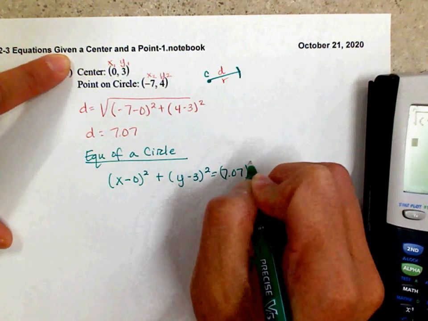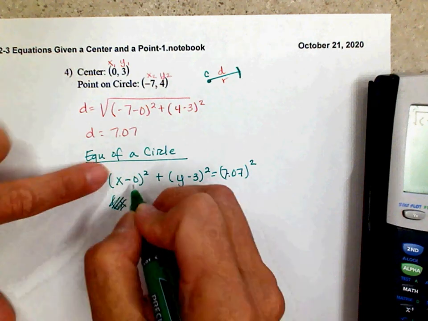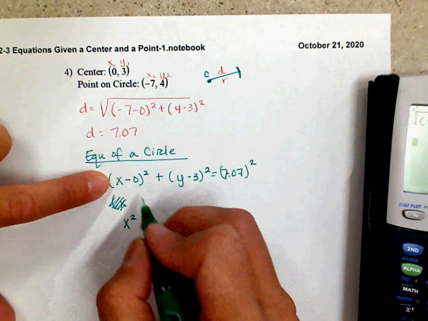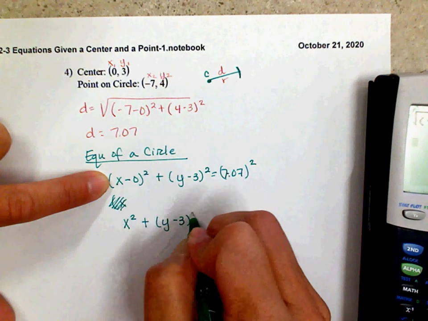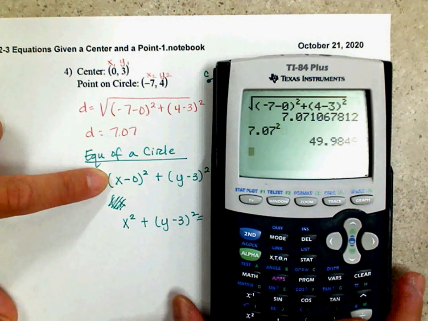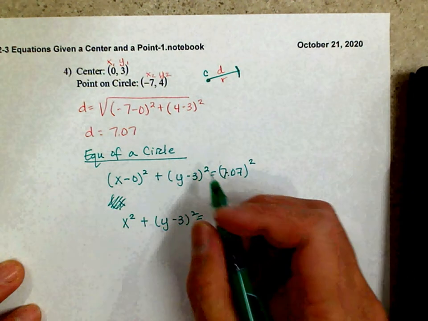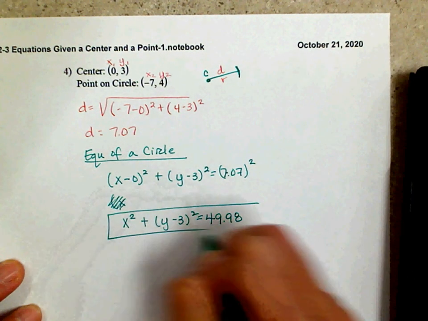Okay? Let's rewrite. You don't have to write the 0, because anything plus 0 is itself. So x squared plus y minus 3 squared equals 7.07 squared, and that comes out to be 49.98. And there you have it, okay?